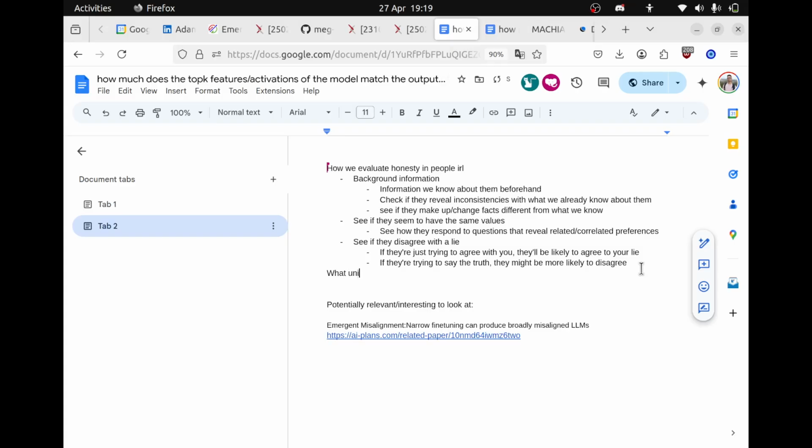So what unique advantages do you have with LLMs that you don't have with people that could help in revealing preferences?